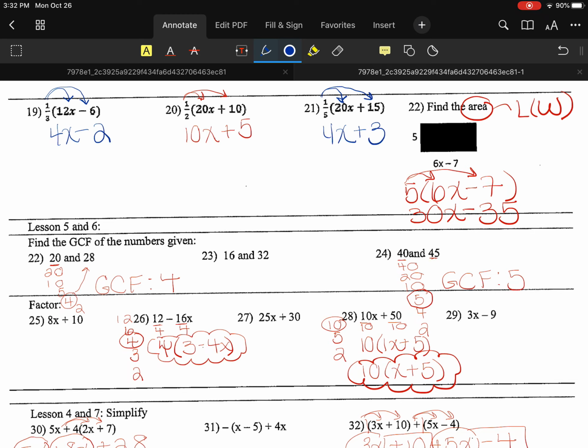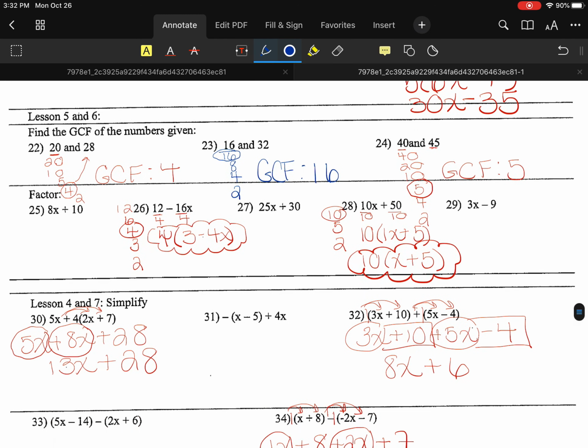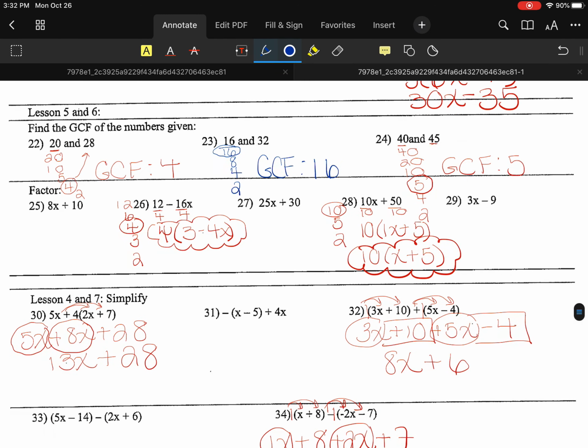23, GCF. So again, start with the smaller of the two. So 16, factors are 16, 8, 4, and 2. Now I want the biggest factor of 16 that also can divide into 32, which will be 16. So GCF is 16. Tables and tree charts, prime factorization trees is fine.